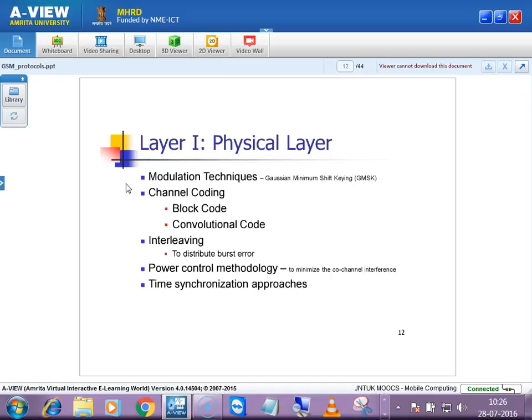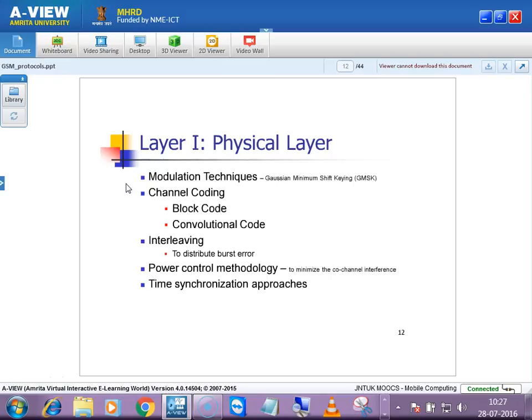I think we had a session on basic modulation techniques, right? Those modulation techniques are what is used in the physical layer in this particular scenario.